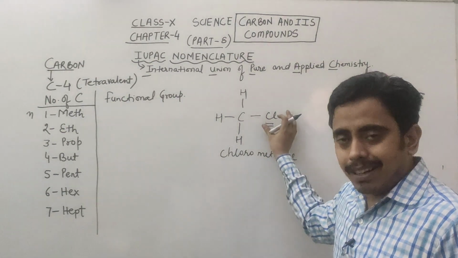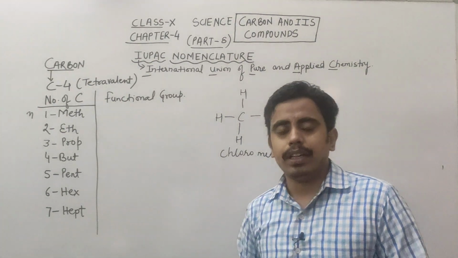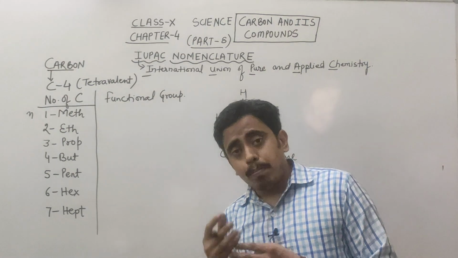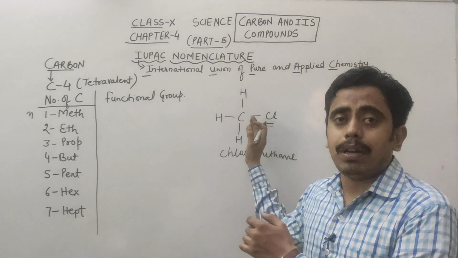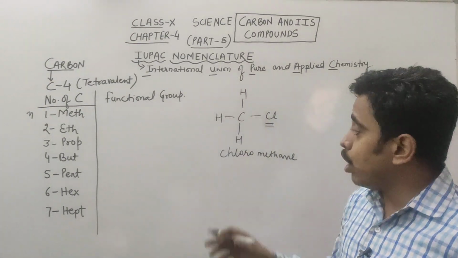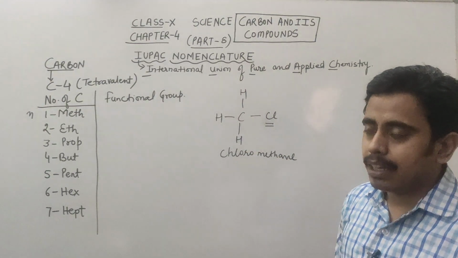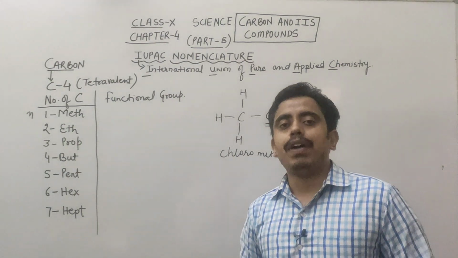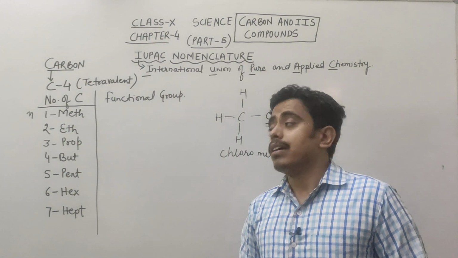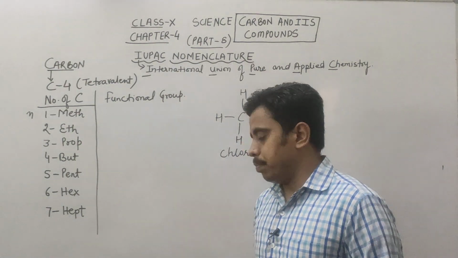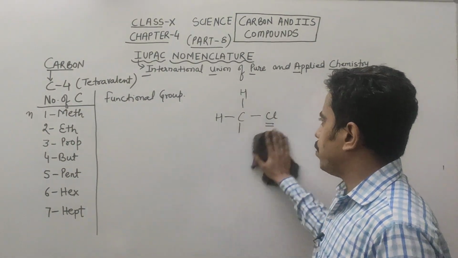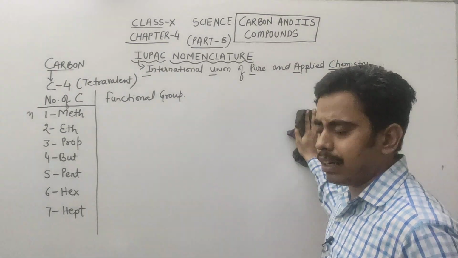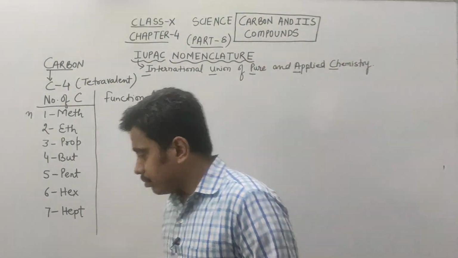Atoms like chlorine or many other atoms are there. Atoms or groups of atoms that replace the hydrogen in the hydrocarbon and change the property of the hydrocarbon completely are known as functional groups. So how many functional groups do we have to study? In your books, 5 to 7 functional groups are there. We will see all of them.